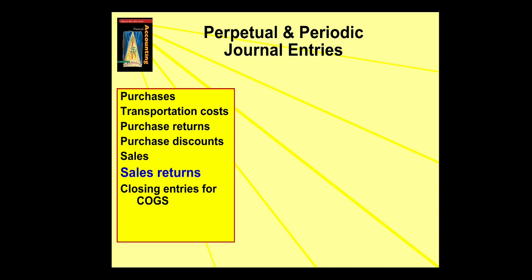Okay, let's see how to record sales return using the perpetual system and periodic system. Sales return is something like this. The business sells something to a customer, and maybe the customer is not happy, maybe because of the wrong specification or wrong size or damage. So the customer can return the item. It always happens. It happened to us also.